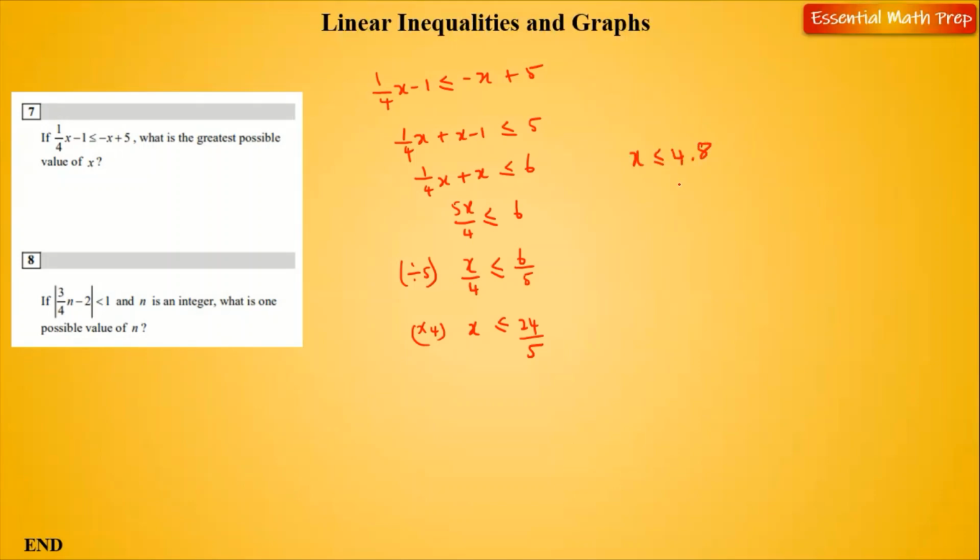What is the greatest possible value of x? Well, it's less than or equal to 4.8, right? So that means you can't go above 4.8. So you can just leave it as it is, okay? The greatest possible value x can have is 24 over 5 or 4.8. You can't round it off to 5, because 5 is not 4.8, because we also have an equal symbol, right? So x can be 24 over 5, or 4.8.